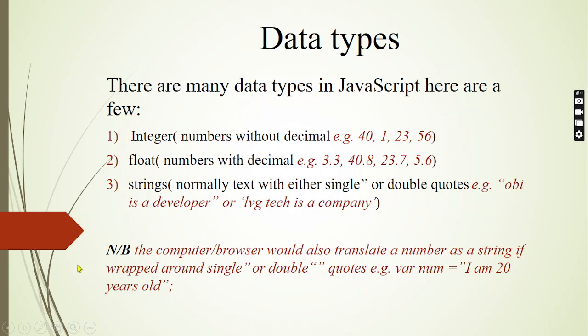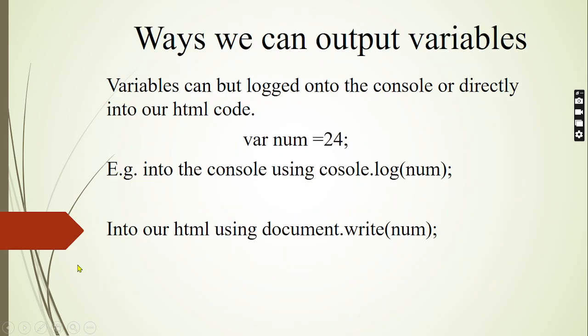Okay, throughout this tutorial. So ways you can output variables, I think I've already said this in the second or third slide. You can console them into the log, console.log num. Notice we didn't call 24, we called what? Num. So wherever we put num, 24 is going to what? Appear. So we declare the variable var num equals to what? 24. So anywhere we put num, 24 is going to what? Appear.